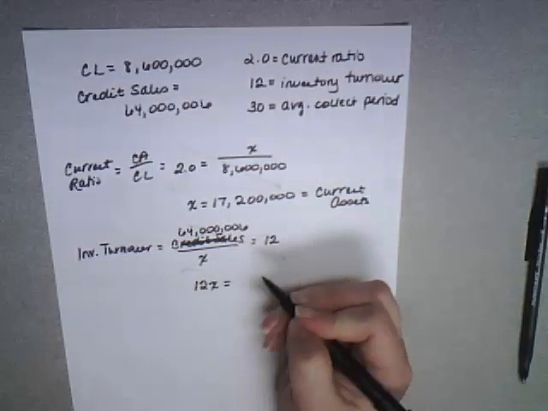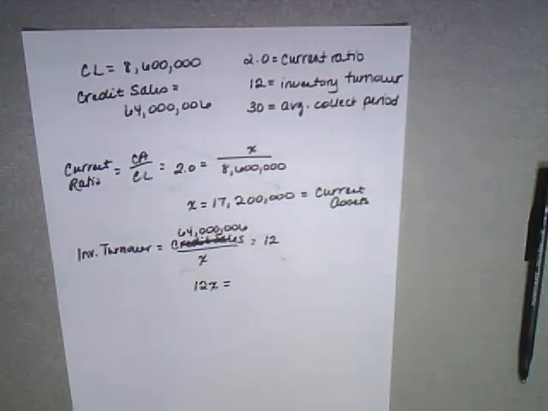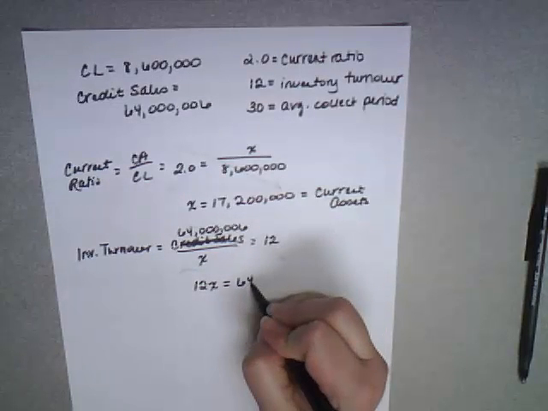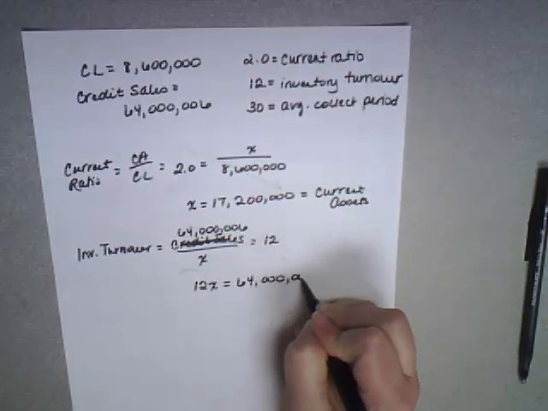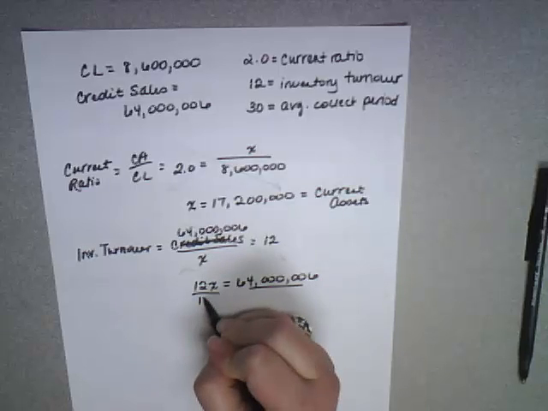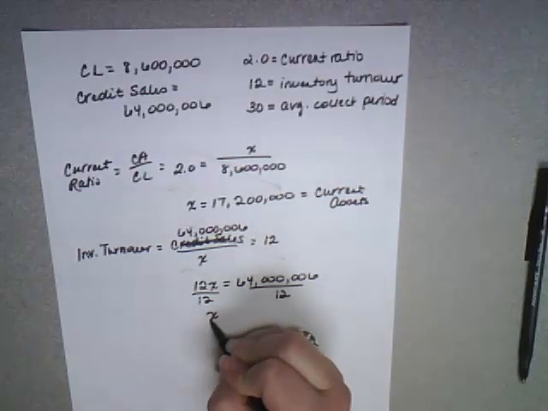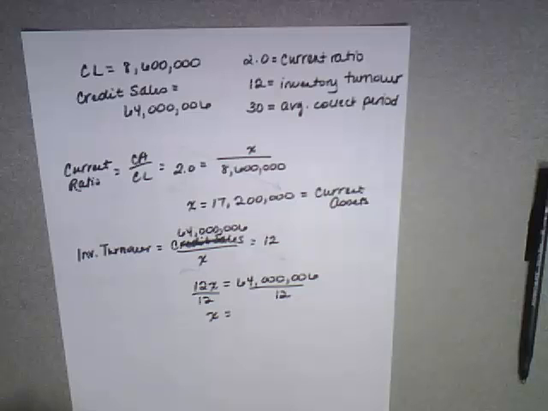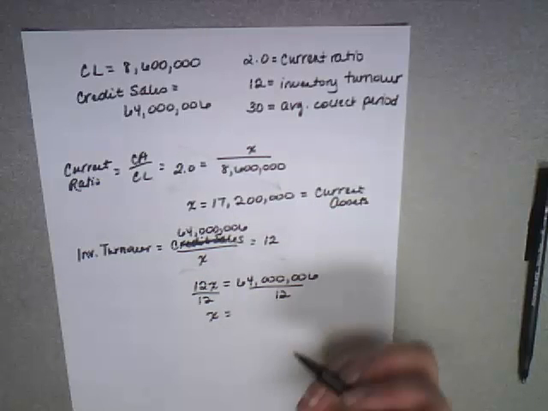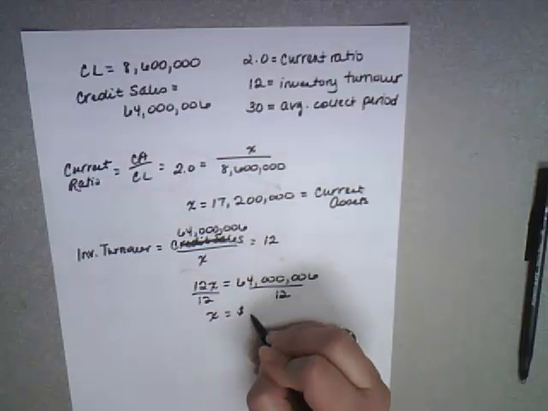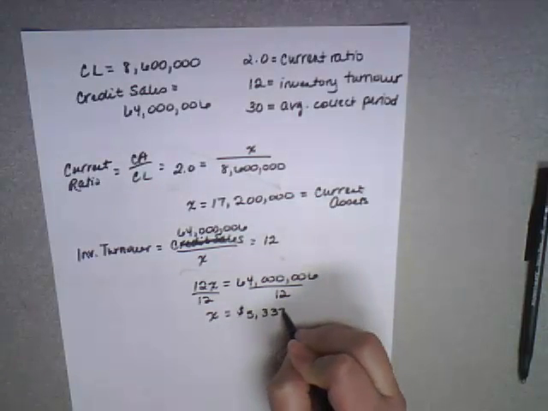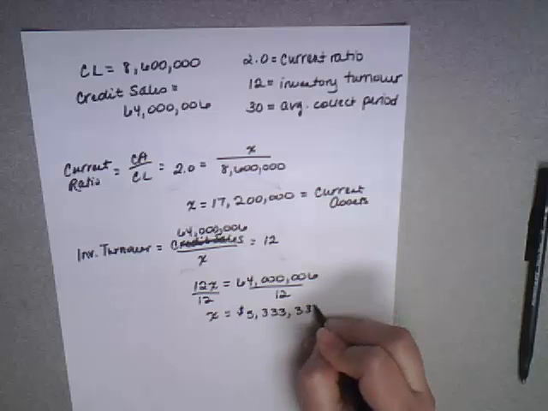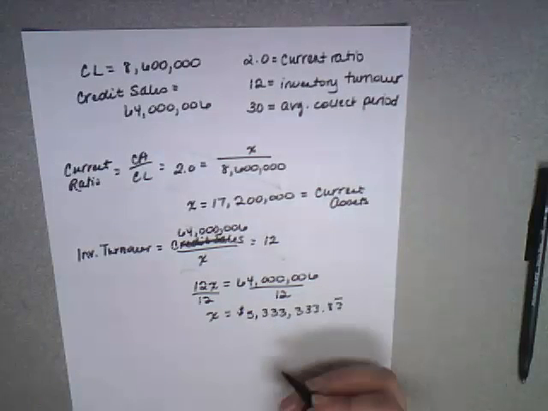12x equals $64,006. When we divide both sides by 12, we get x equals 64,000,006 divided by 12. We get $5,333,333.83.